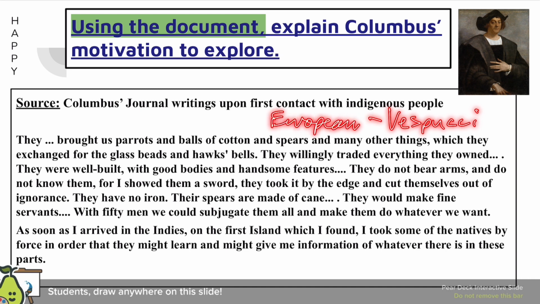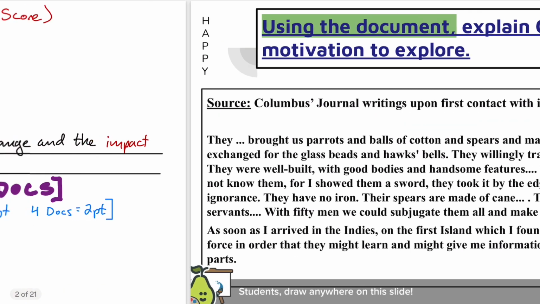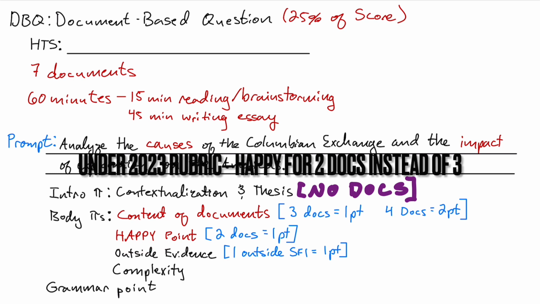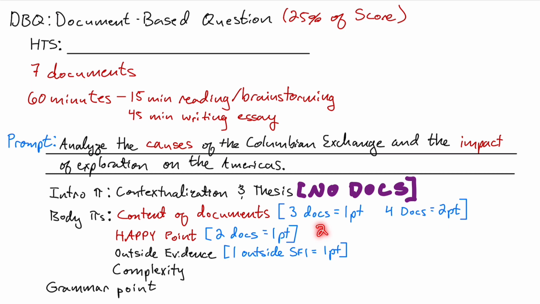Then also in your body paragraphs, these points right here, your content points, content with an N, your summary, that is going to be in your body paragraphs. Also in your body paragraph is going to be the HAPPY point, which is what we're going to cover today. If you can do HAPPY for 3 of the documents, that is worth 1 point.